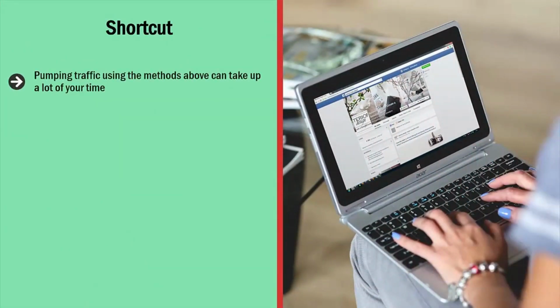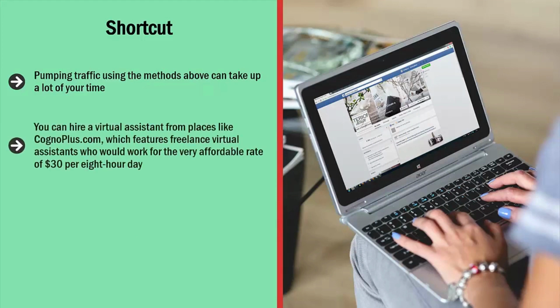Shortcut. Pumping traffic using the methods above can take up a lot of your time. You have to know what you're doing. The good news is, there's a shortcut. You can hire a virtual assistant from places like CongoPlus.com, which features freelance virtual assistants who work for the very affordable rate of $30 per 8-hour day. The best part is they will work on a quota. So you agree to a quota for a full day's worth of production, and if they meet that quota, you pay them the $30. You can also try getting virtual assistants from Fiverr.com or Freelancer.com.